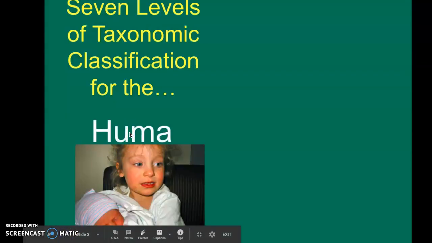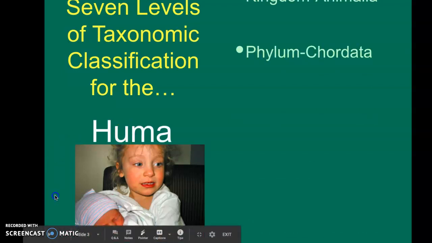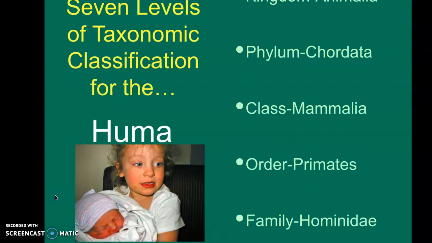If you're looking at the human, and that does not have all of it, but kingdom is Animalia, phylum is Chordata, class is mammal, order is primates, family is hominid. Genus is Homo, and then the species is sapiens.